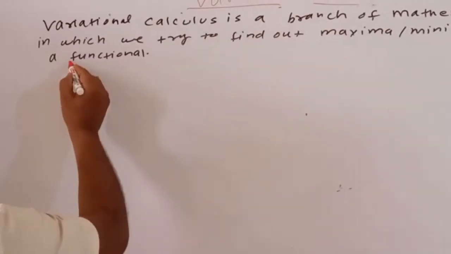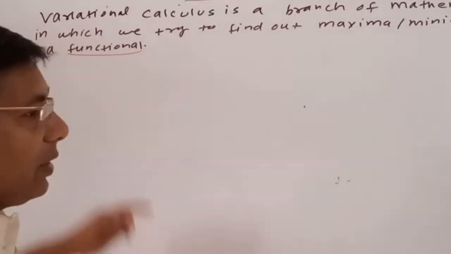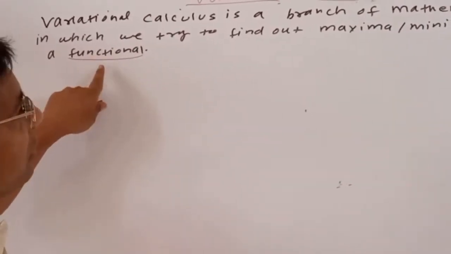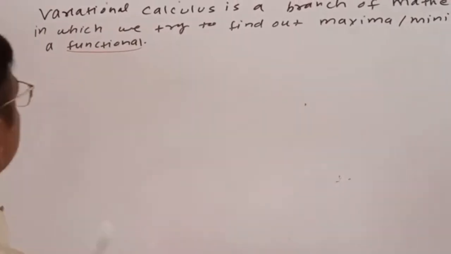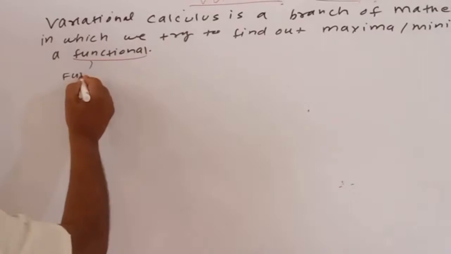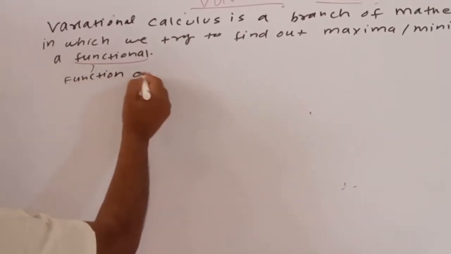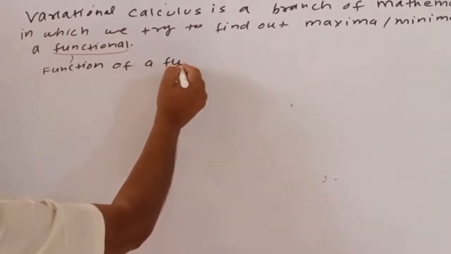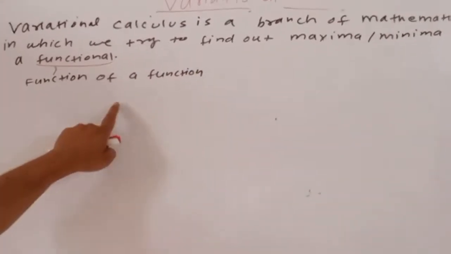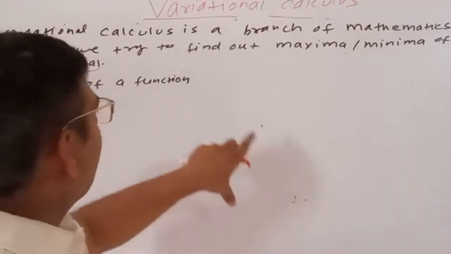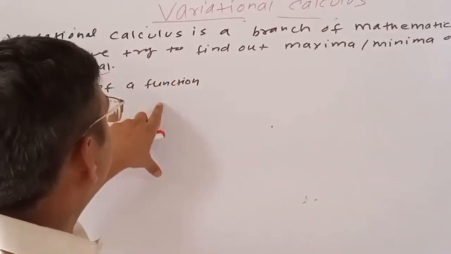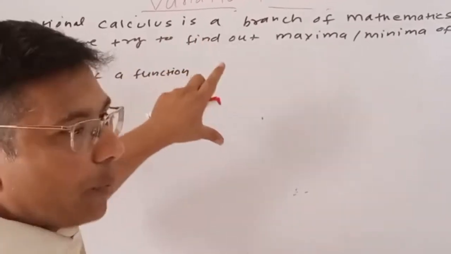Till now we have seen what a function is, but we have never seen what a functional is. So first we will see what a functional is. It's called a function of a function. Now let's take one example, and with the help of that we will understand what a functional is, what the variational operator is, and all these things.